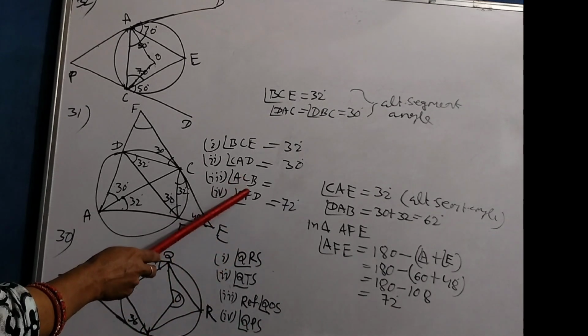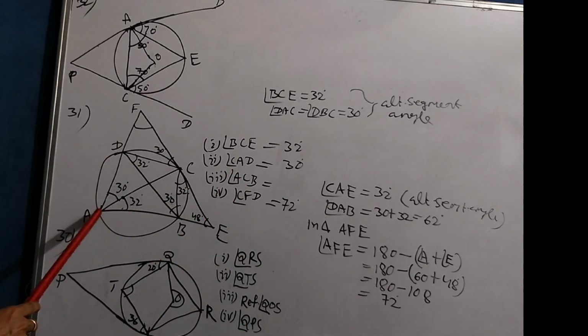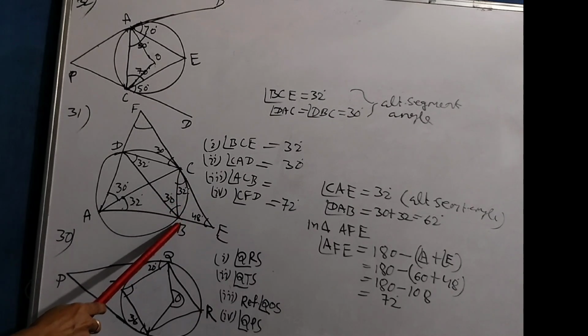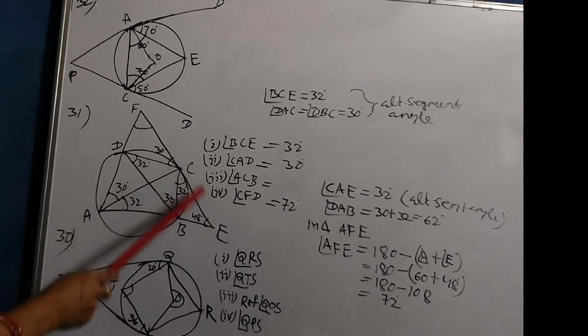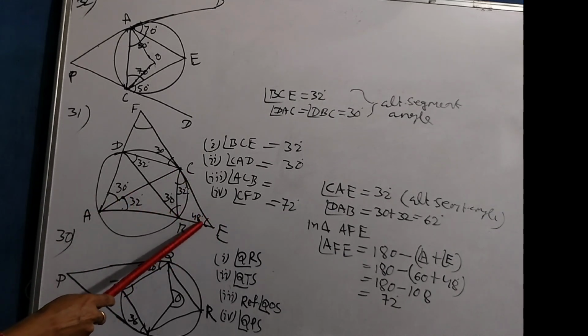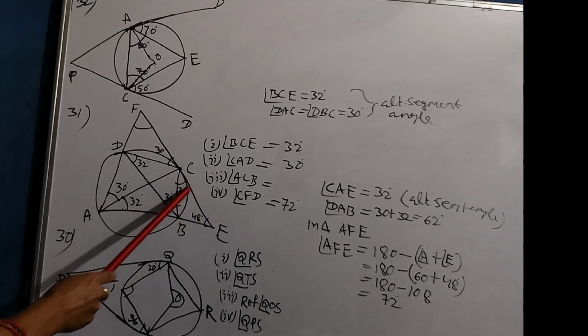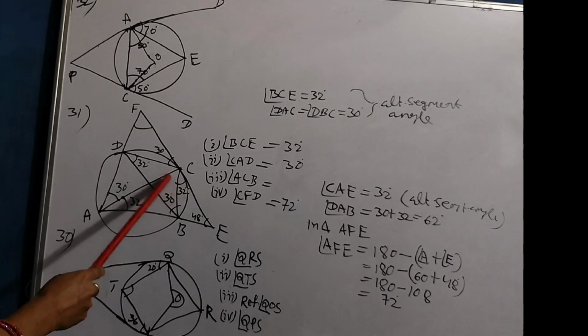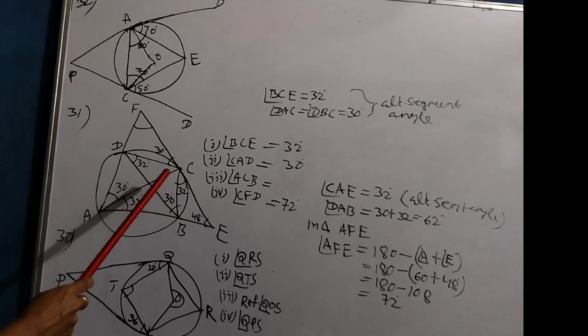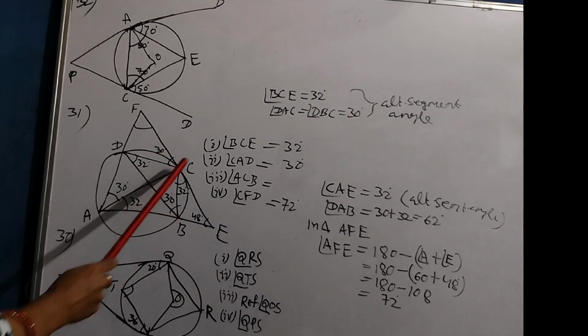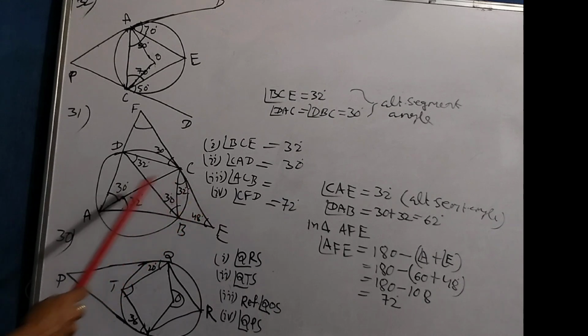Now to find ACB, in triangle ACE, angle A is given and angle E is given. We have to find angle ACE first. How can you find ACE? ACE angle equal to 180 minus (32 plus 48).